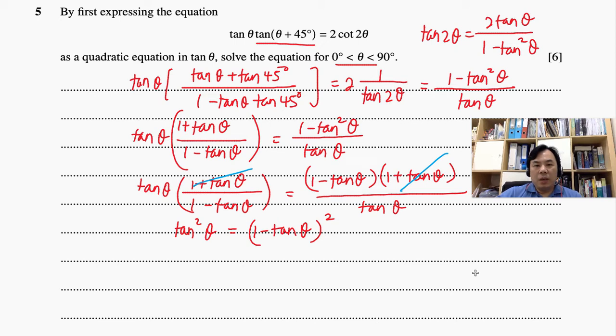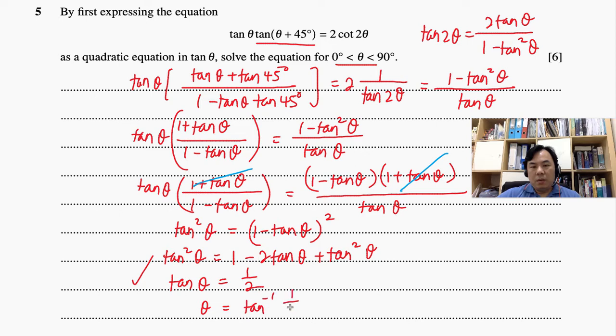Okay, so this is where we are right now. Then of course the easiest way is to expand this properly. So that's what we have. We will end up with tangent theta equal to a half. So by first expressing this in the tangent form, which I have already done, I'm going to solve this. Theta will be the inverse tangent of half here.